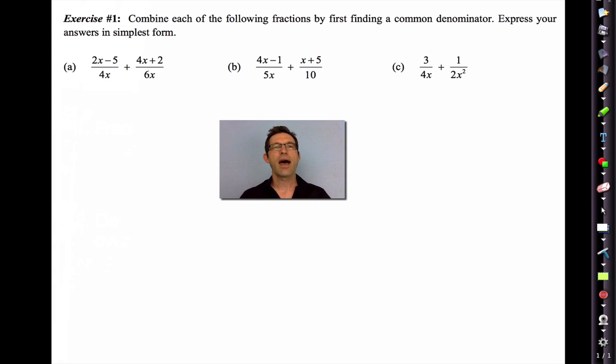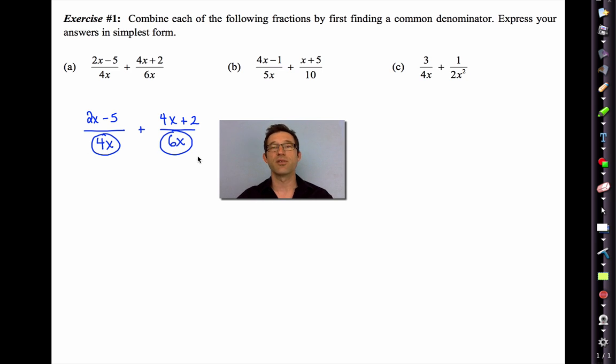All right. Exercise 1 asks us to combine each of the following fractions by first finding a common denominator. Express your answers in simplest form. I'm going to rewrite this problem down here so I have a little bit more room. Now, obviously, if they had a common denominator, I could just add the numerators, but they don't. This denominator is 4x. This denominator is 6x. I want to make a common denominator. The good thing is that they both have that x in them. All I need to do is worry about the 4 and the 6.